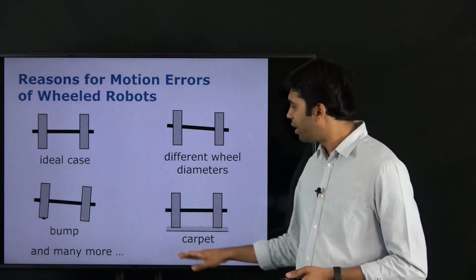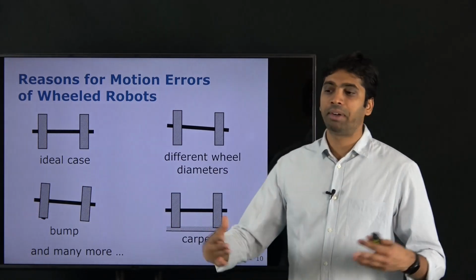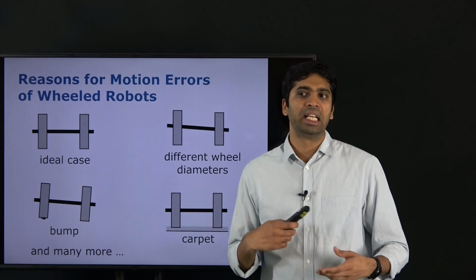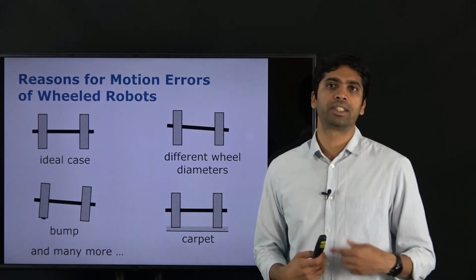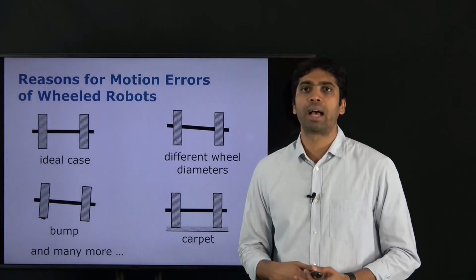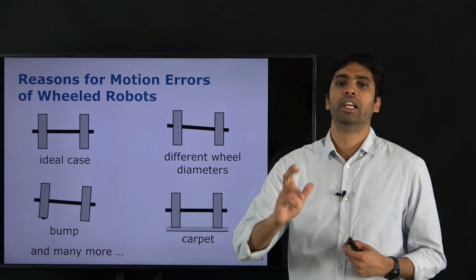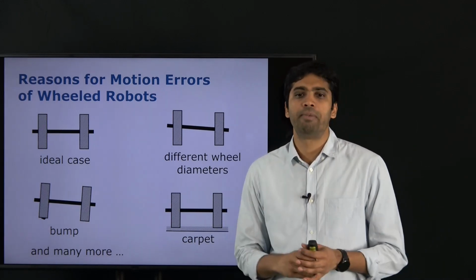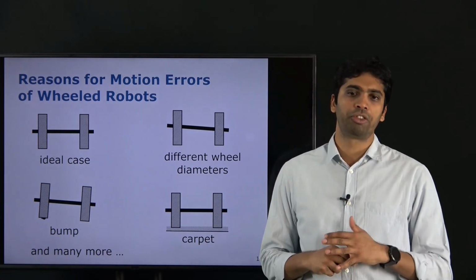Also, it could happen that we are moving on a carpet or a slippery floor, and the wheels may not be perfectly rolling on this surface. In this case, again, we are not able to perfectly figure out how much the wheel has rotated, and therefore we make a mistake in estimating how far the robot has actually moved.